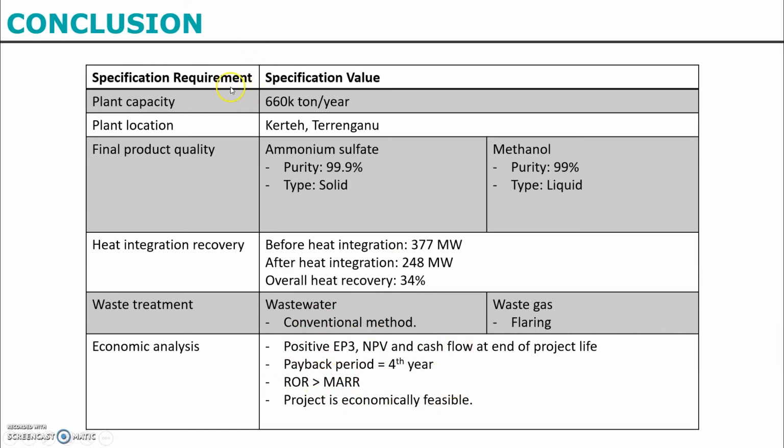Just to recap, our plant capacity is 660k tons per year, and it is located at Kertih, Terengganu. The final product quality of our ammonium sulfate is 90% and the methanol is 99%. The heat degradation recovery rate is 34%. And in the end, we have our wastewater treated and our waste gas treated.